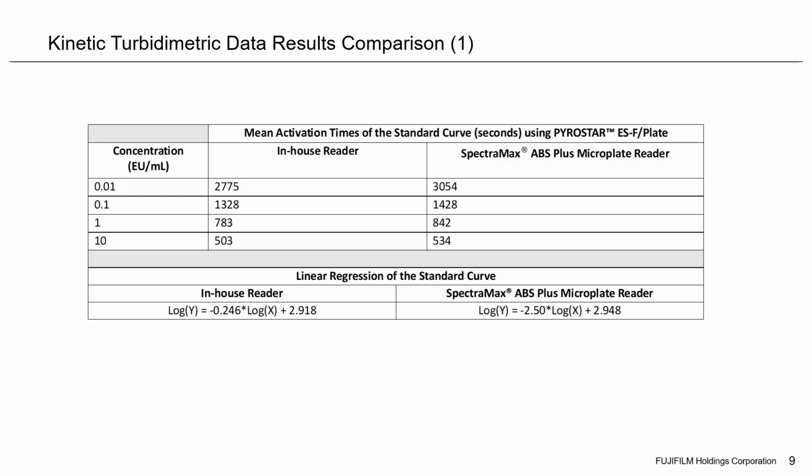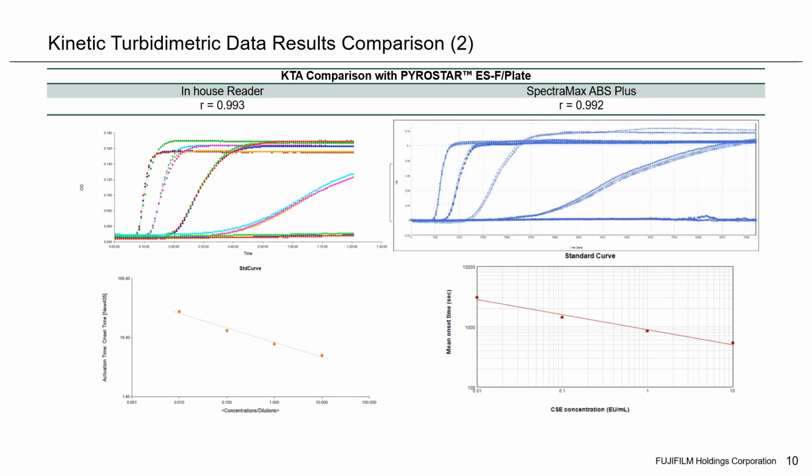But we'll take note and I'll provide an explanation of why these differences are reflected, and you can see that slightly in the standard curve. So they're very similar values, but there is a slight lengthening of the numbers for the SpectraMax ABS Plus microplate reader than this reader that I used, that we use in-house for the validation of the reagent. When we look at the data that was produced, we'll start to understand the slight difference in activation times.